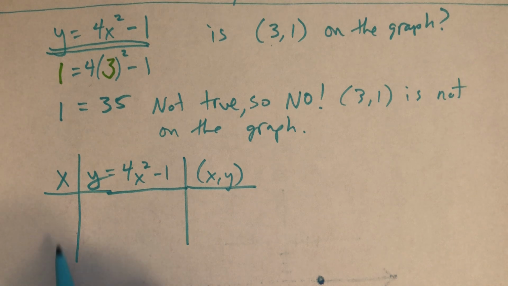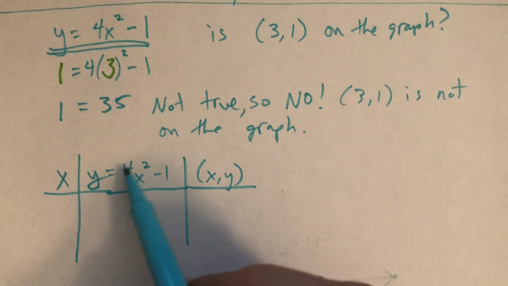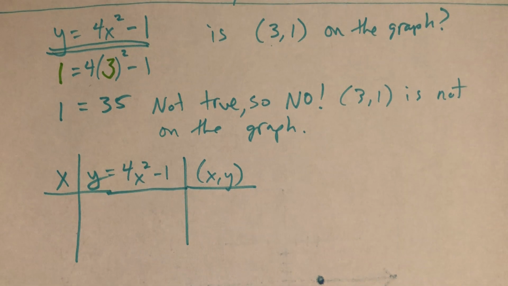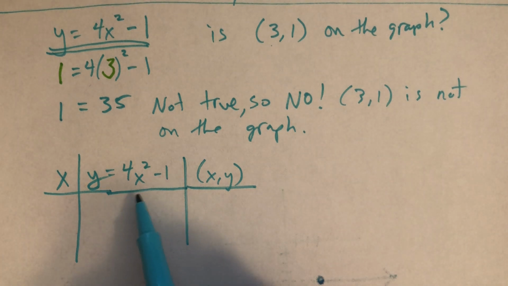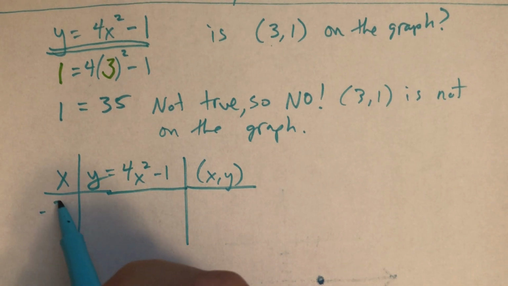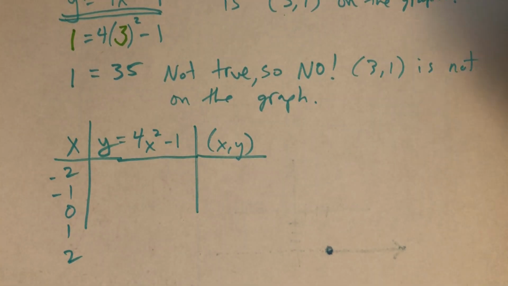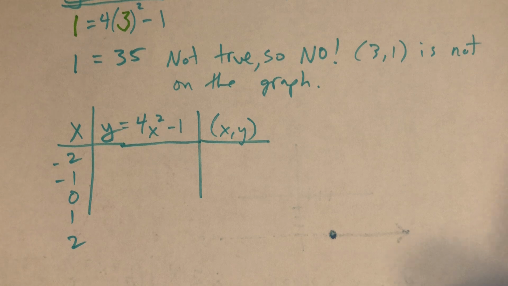Something that would probably be in your best interest is to pick small numbers or numbers that might work well. If, for example, I have a fraction here, I might want to pick values that would clear that fraction out. But there's no fraction here, so we're fairly unrestricted. Why don't we just pick -2, -1, 0, 1, and 2? Those are usually our good buddies, and we can crank those out pretty quickly.